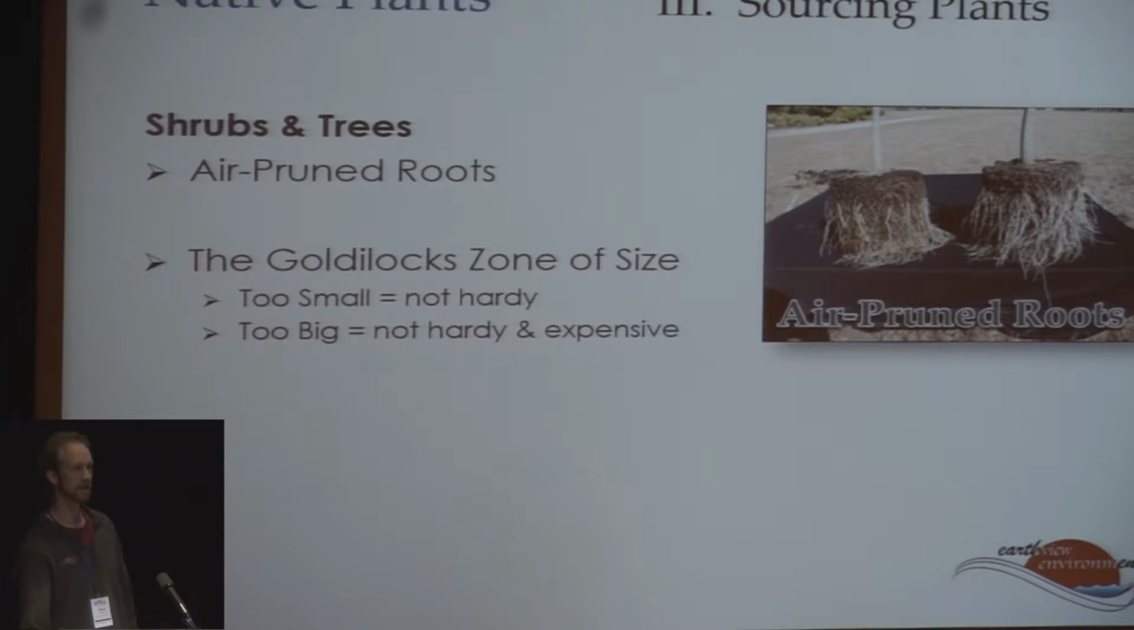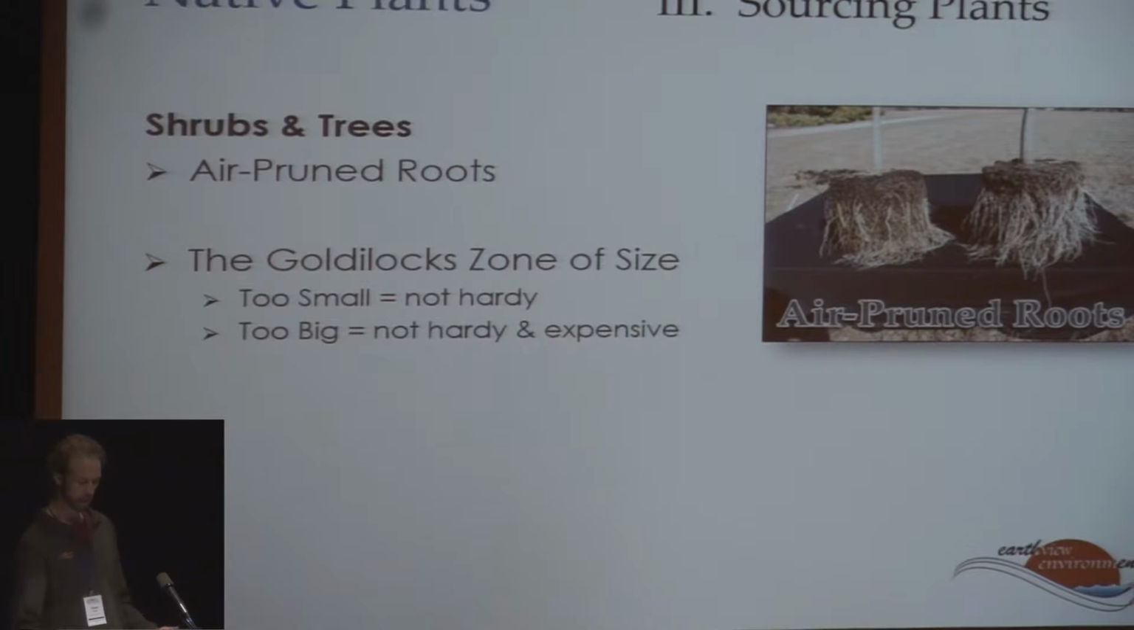And then there's what I like to call the Goldilocks zone of size. If you put tiny little whips in, they're not very hardy, and a big windstorm knocks them over and they're growing sideways. It doesn't work so great. If it's too big, if you've got a $300 ball and burlap tree you're putting out there, it's also not hardy, because it's spent its entire life in a nursery getting pampered, and you just stuck it out in the ground and it's going to be dry for 3 weeks.